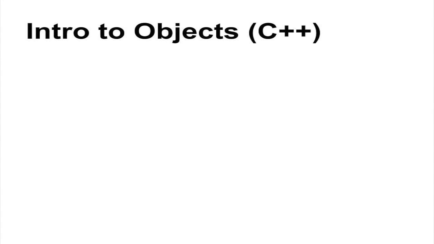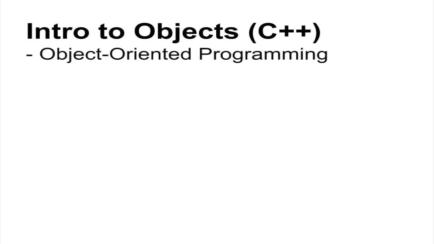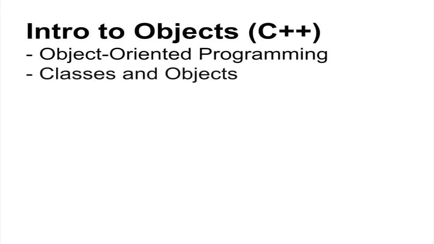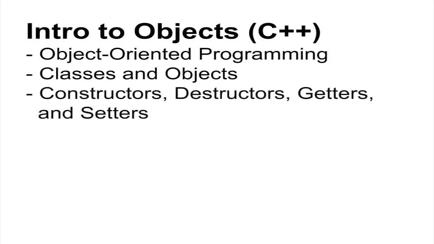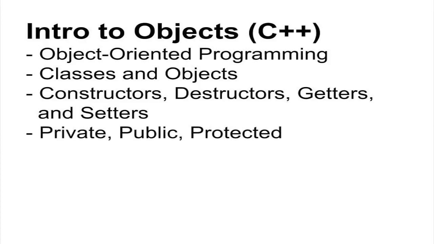In this tutorial, you will be taking an introductory look at object-oriented programming in C++. Here we will look at classes and objects and their various components. We will look at the basic types of class operations such as constructors, destructors, setters, and getters. Finally, we will look at the key words private, public, and protected.